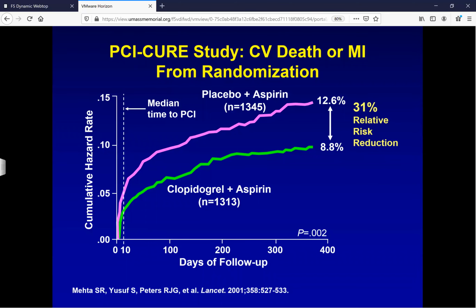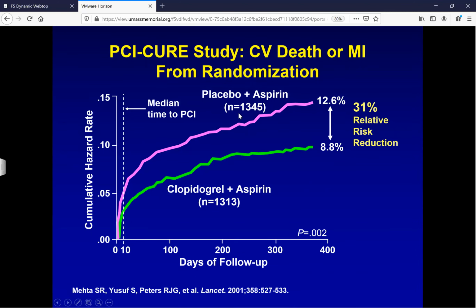Then came the big trial, the PCI-CURE. And you all need to remember this trial. This was the first trial that showed that Clopidogrel and aspirin was better than aspirin alone. And there was about a 4% reduction in the outcomes, which was CV death and MI, or MI. This was Salim Yusuf's study, pretty major study.